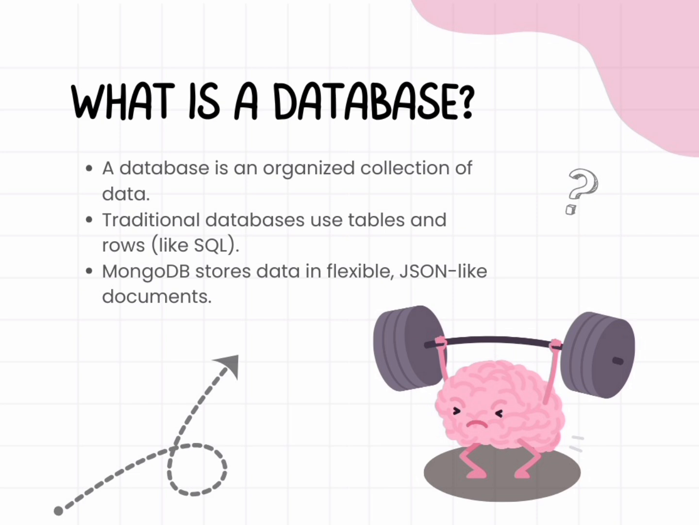What is a database? A database is simply an organized collection of data that can be easily accessed, managed, and updated. Traditionally, we used relational databases like MySQL and PostgreSQL, which store data in tables and rows with a fixed schema. However, as applications grew more dynamic and started handling unstructured data like social media posts, IoT data, and sensor readings, we needed something more flexible. That's where NoSQL databases like MongoDB come in.